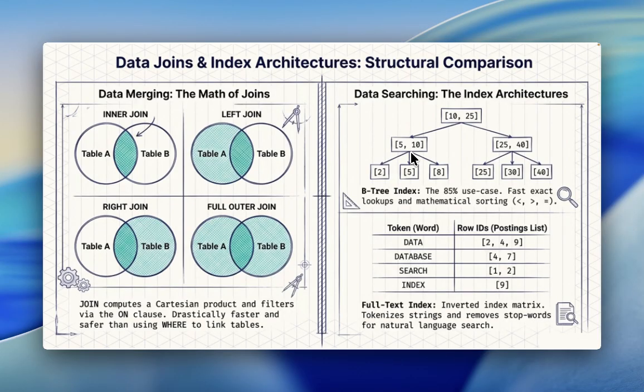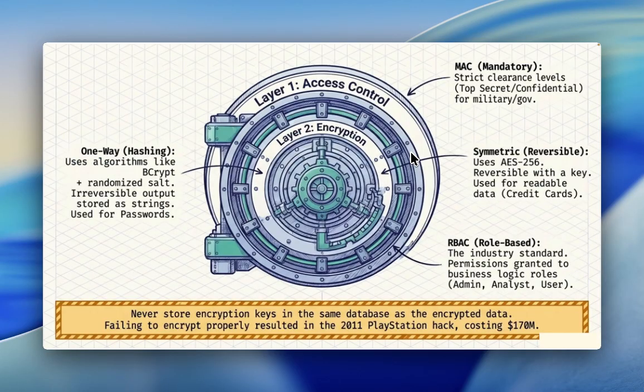Data searching, the index architecture. B-tree index: the 85% use case, fast at range and mathematical searches, storing less than, greater than, equal. Full-text and inverted index matrix: tokenized strings with stop words removed, for natural language searches over words like data, database, search, index.